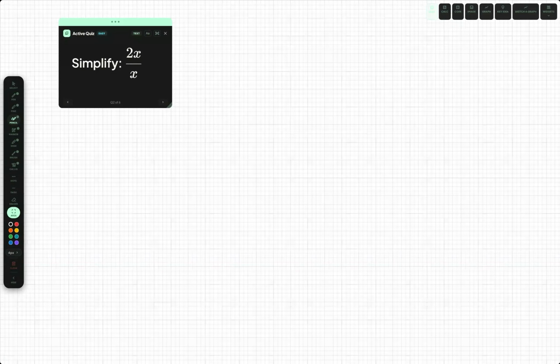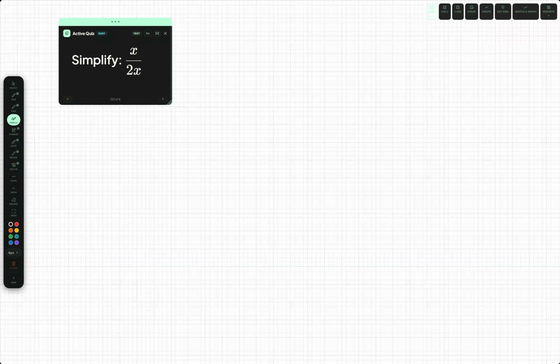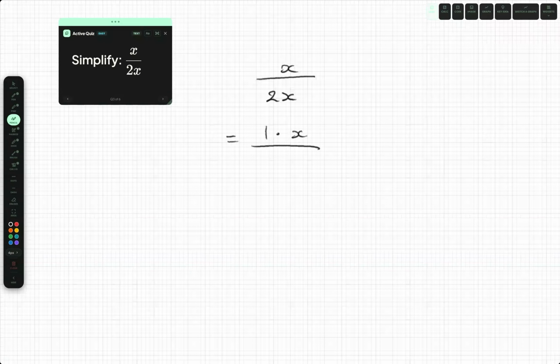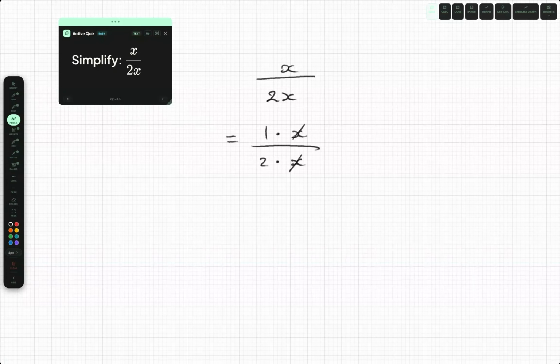Right, so let's look at the next one. So if we look at this one, we have x divided by 2x. Now again, this is implied multiplication between the 2 and the x, and we can find a common factor. This is the same as 1 times x divided by 2 times x, okay? Both the x's are going to cancel because they're a common factor, leaving us with 1 times 1 over 2 times 1, which is just going to be equal to a half.